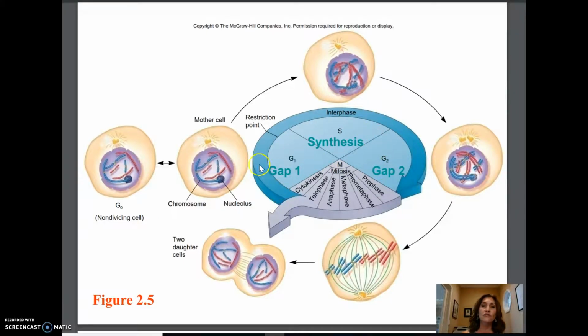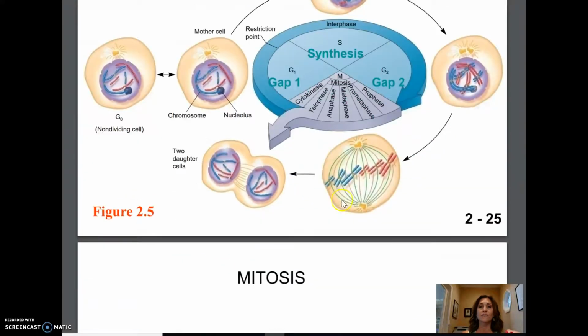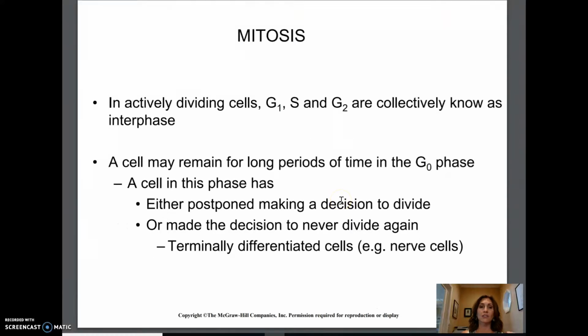So remember, interphase equals G1 plus S plus G2. M phase, mitosis phase, is something all in and of itself. That is prophase, prometaphase, metaphase, anaphase, telophase, and cytokinesis. So what are we looking at here? Cells that are actively dividing are going to be going through G1, S, and G2, and you won't even notice it.